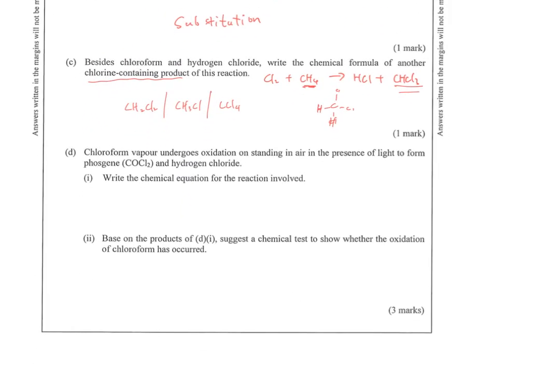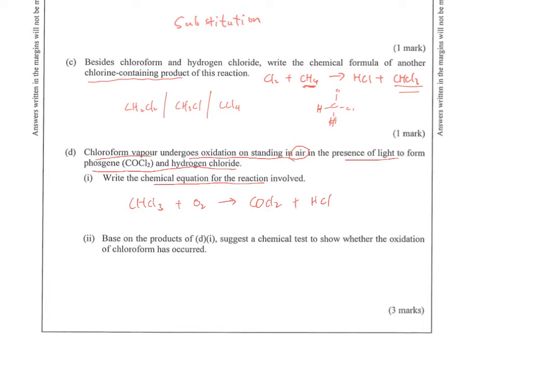And then the chloroform vapor, okay, undergoes oxidation on standing in air in the presence of light to form phosgene and hydrogen chloride. So write the equation involved. So chloroform CHCl3 undergoes oxidation in air, that means plus oxygen, to form the phosgene and hydrogen chloride. Okay, so you just need to translate all the words into the formula, then you balance.